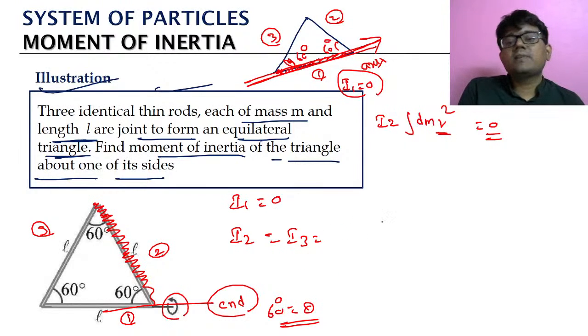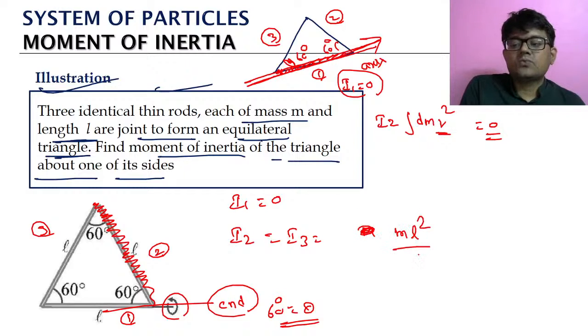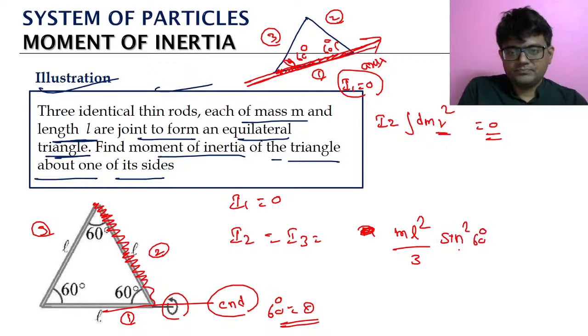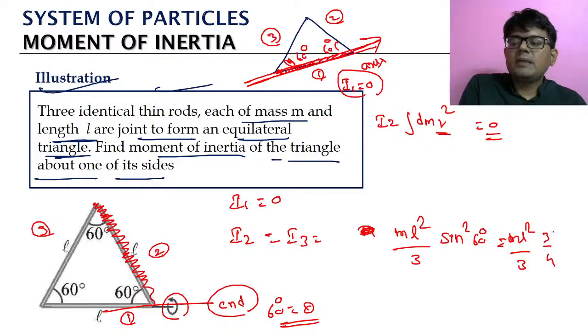But what is the moment of inertia value? We have to use small m. Small m into l square by 3 into sin square 60. So it is ml square by 3 into sin 60, which is root 3 by 2. Squaring it, it becomes 3 by 4. So what is it? ml square by 4. That is the I2 value as well as the I3 value.